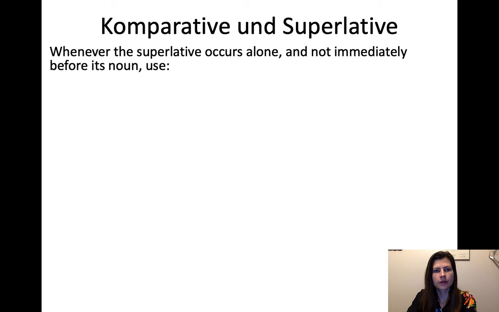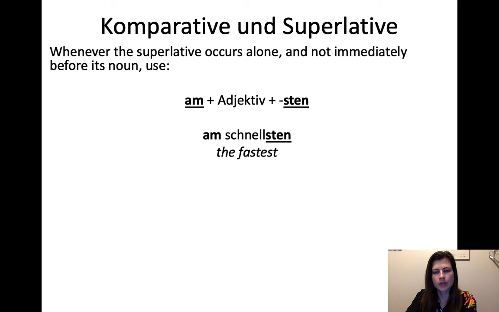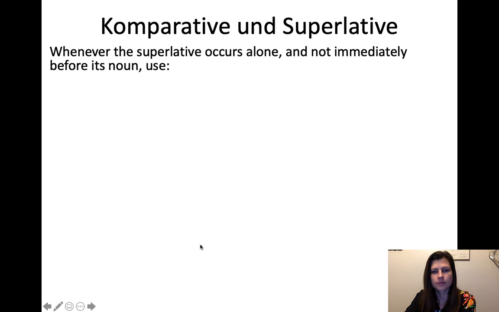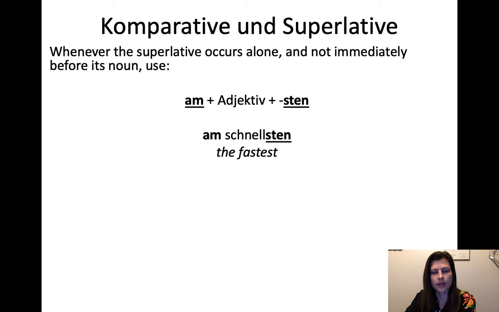When it occurs alone and not immediately before its noun, you use am plus the adjective plus the suffix -sten. So, am schnellsten would mean the fastest. I'm not saying the fastest something else, I'm just saying it's the fastest. It's implied, we don't need to worry about what the noun is. Am schnellsten, the fastest. So that's what I did here with die Maus ist am kleinsten. We already established what our choices are, and I'm just saying the mouse is the smallest. Am kleinsten. So that's the way to do it.